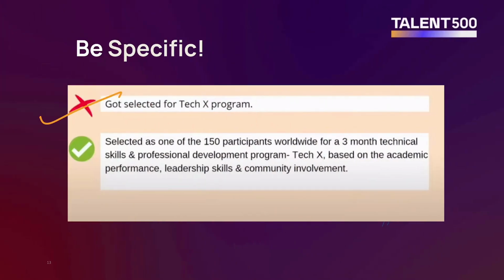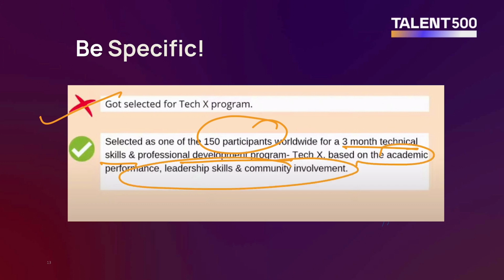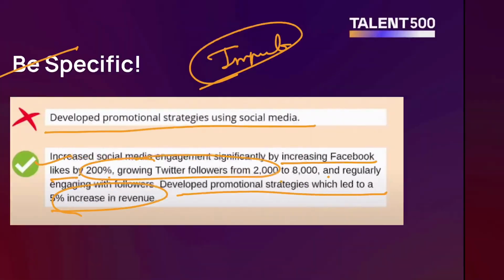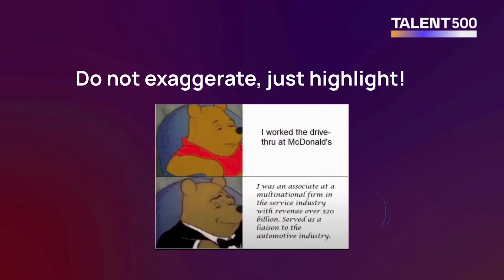And don't be like, got selected for TechX program. He or she might not know what that program is. So tell, out of how many participants, like, selected as one of the 150 participants worldwide for a 3-month technical skill and professional development program, which is called TechX, based on my skills, right? So you can take a screenshot of both of these and make sure your paragraphs are written this way.